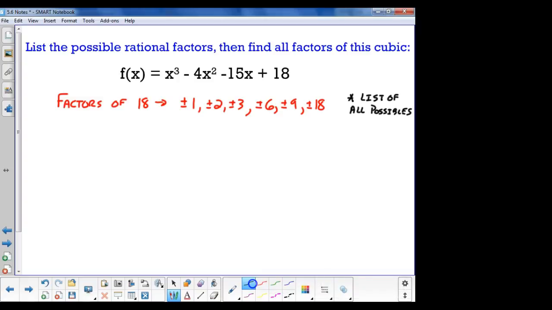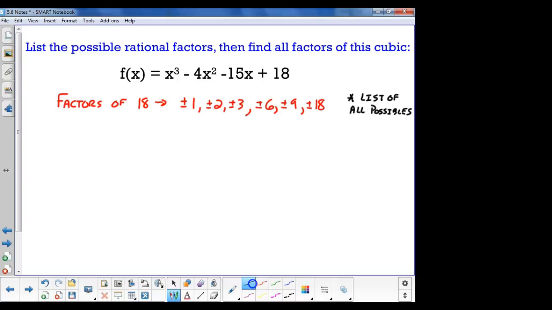So that's my list of all possibles. Okay? Now, we'll go back to the case before. What if this were a big, big list? How could we figure out an easier way to do this list?